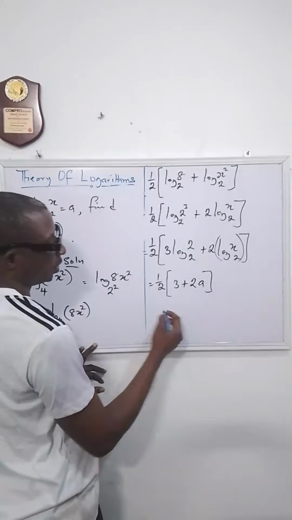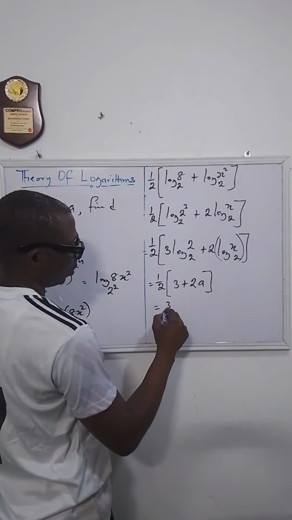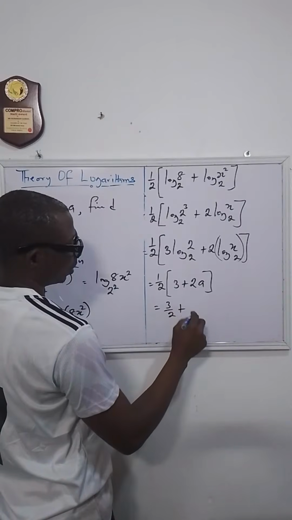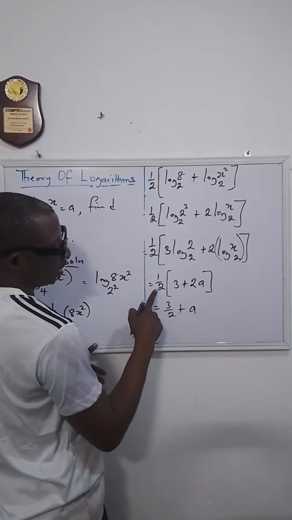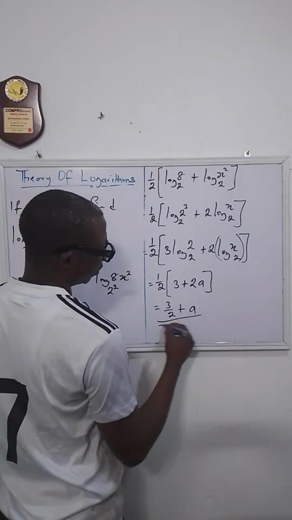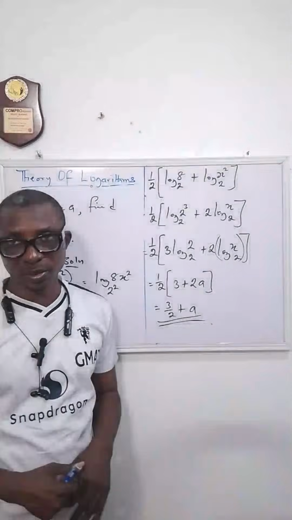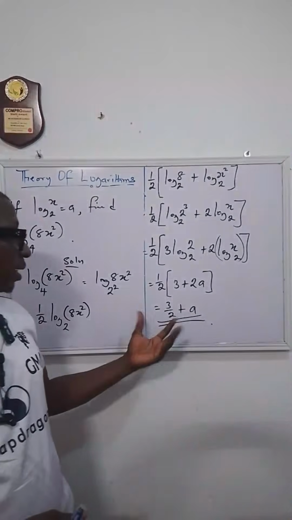All right. So you can open the brackets. So that gives us what? 3 over 2 plus a. Because when half multiplies this, these two cancel these two. So it's going to be the answer. So a plus 3 over 2. So that's the answer to the problem.